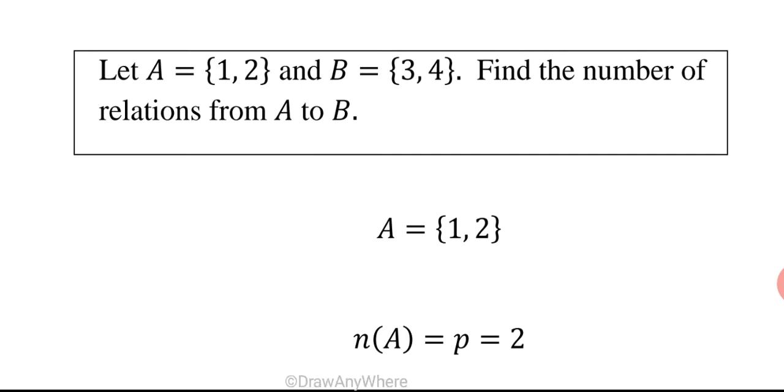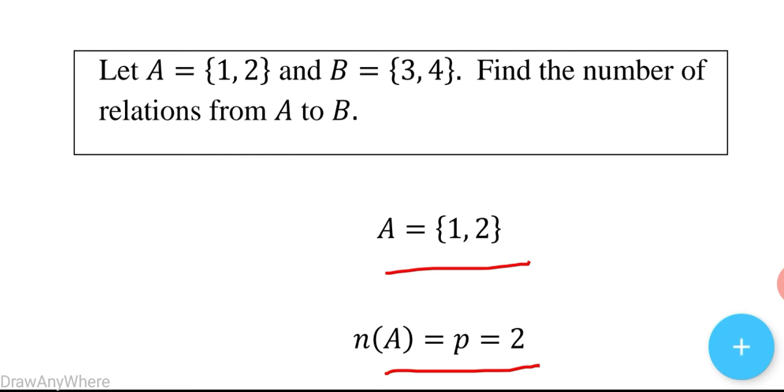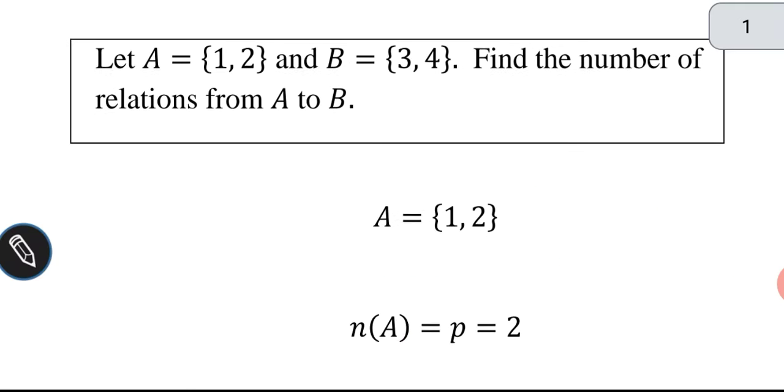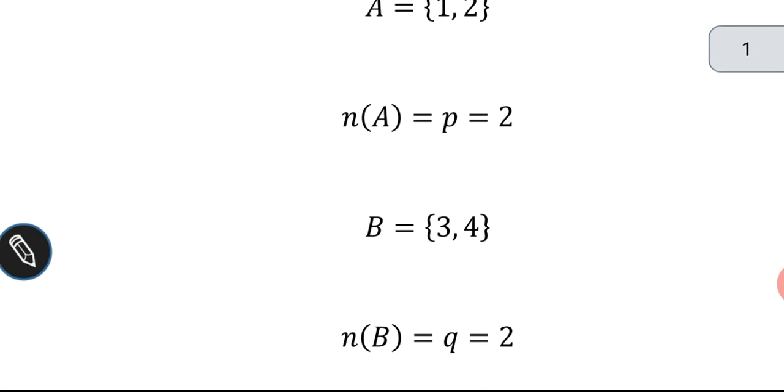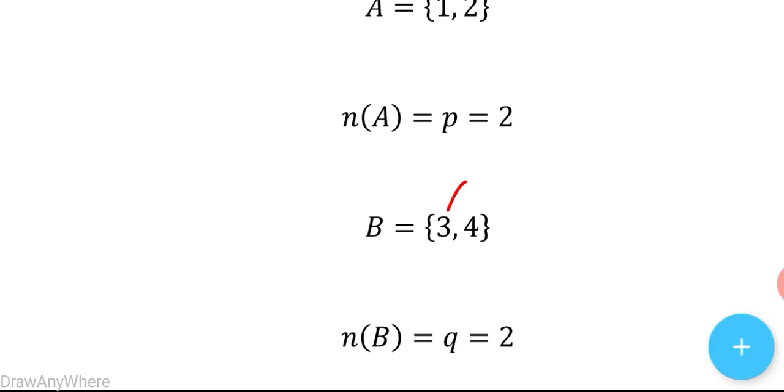The given set is A = {1, 2}, so the number of elements in A is n(A) = p = 2. Here we have only two elements, 1 and 2. Set B = {3, 4}, so the number of elements in set B is also 2. We have 3 and 4 only, so n(B) = q = 2.